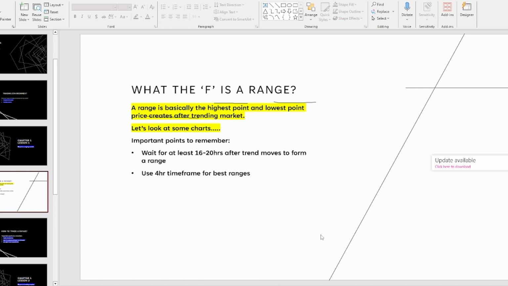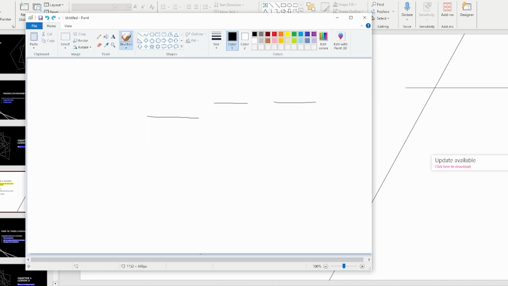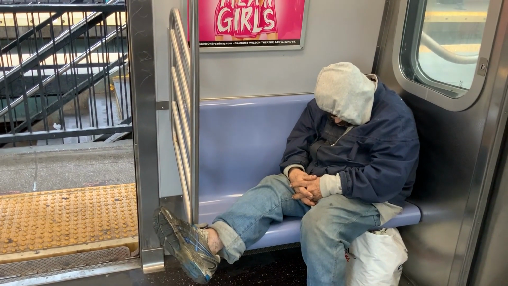So before going on to the charts, let me explain to you in simple terms what is a trending market and what is a range-bound market. So let's move to MS Paint. Yeah, MS Paint because I can't afford paid software.